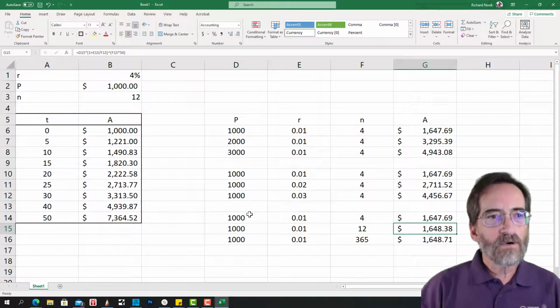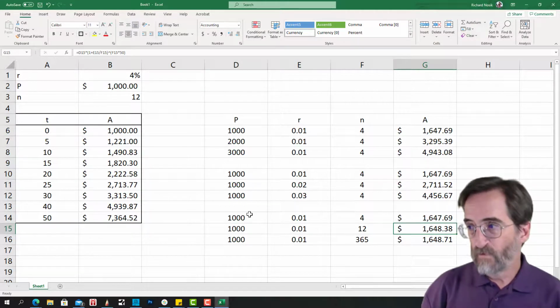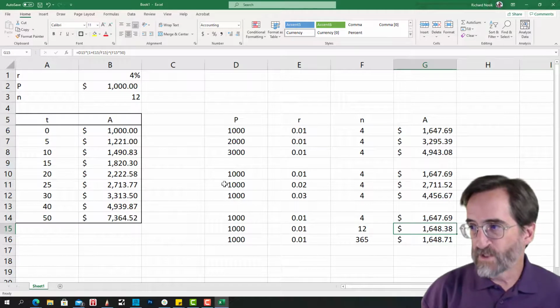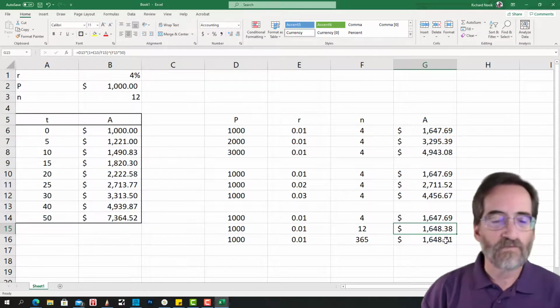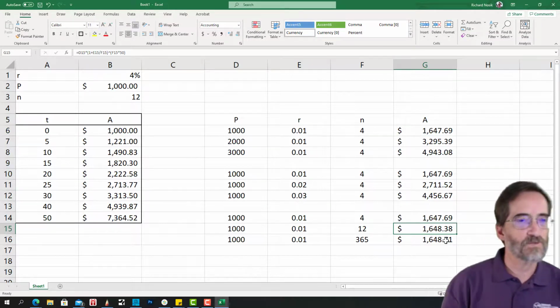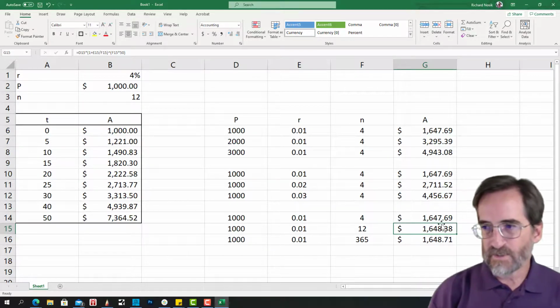So the more often you compound, the more you make, true, but not that much more. The difference between compounding quarterly and compounding daily looks like it was just a little over $1.02. So not enough to shake a stick at.